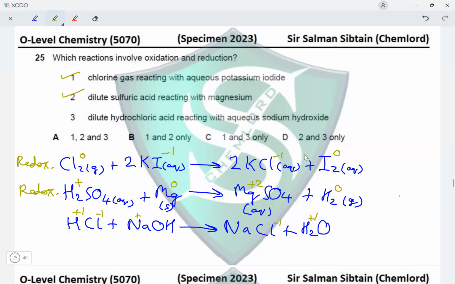Sodium has a charge of +1 in NaOH and a charge of +1 in NaCl. So oxidation reduction is not taking place. And oxygen in NaOH has a charge of -2, whereas in water also it has a charge of -2. So none of the elements present have any change in their oxidation number. That means this is not a redox reaction. So the third option given is not a redox reaction because no oxidation and reduction is taking place. So as a result, options 1 and 2 are correct, which makes option B the correct answer for this question.